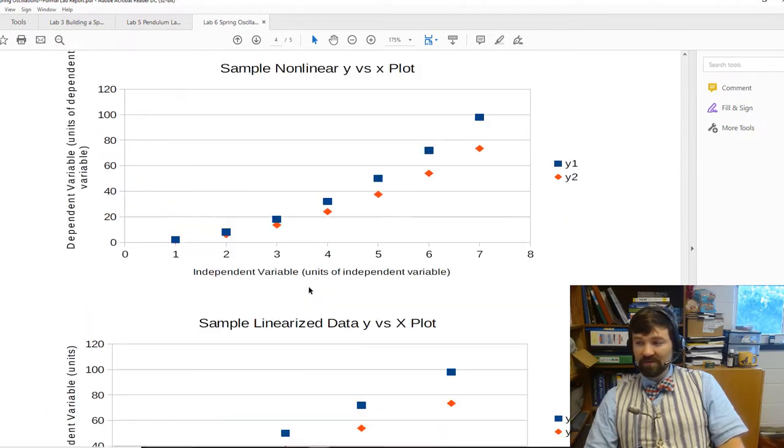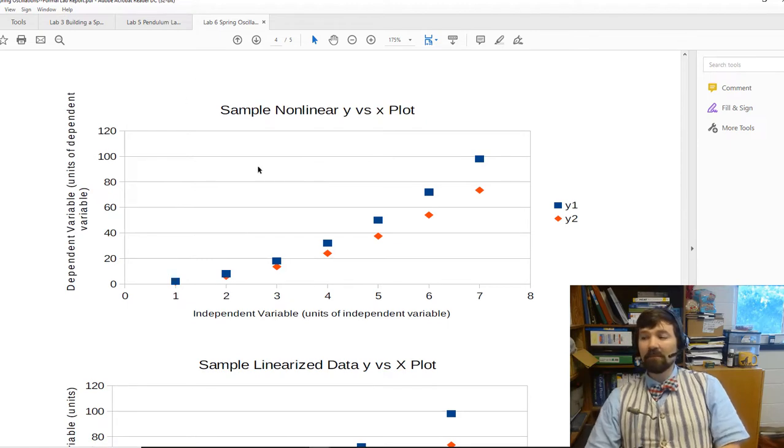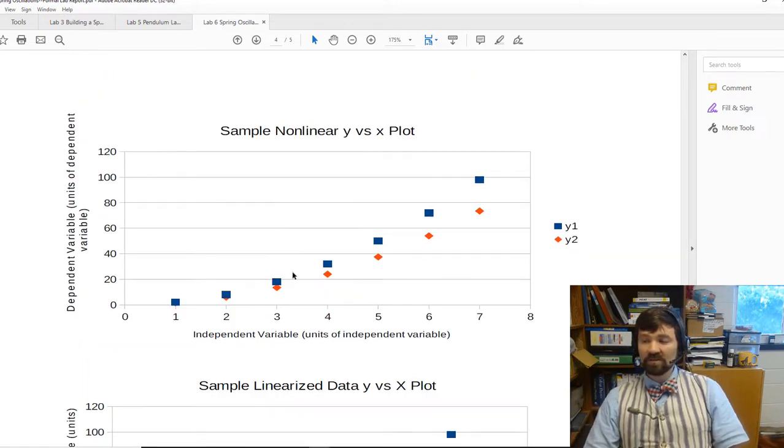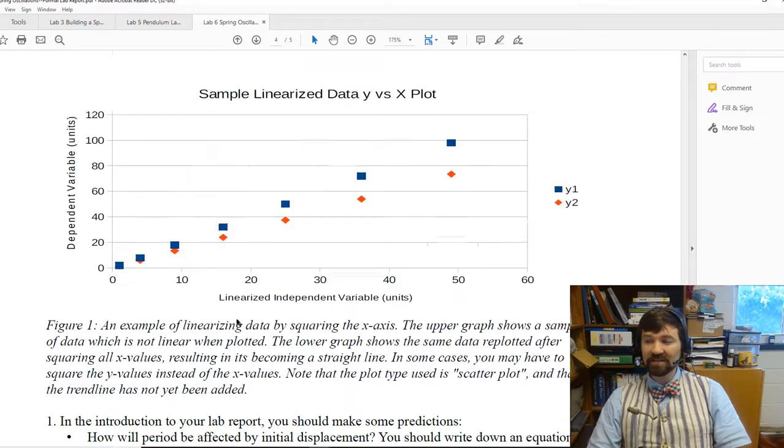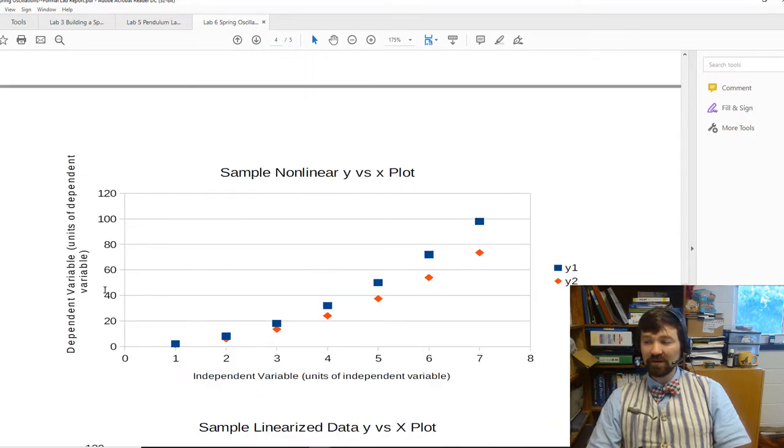There are some lab report considerations in here. Remember that your data may not make a straight line. It may actually be curved. So you may therefore have to go through some linearization process. In this case, you do it by squaring all the values on the x-axis.